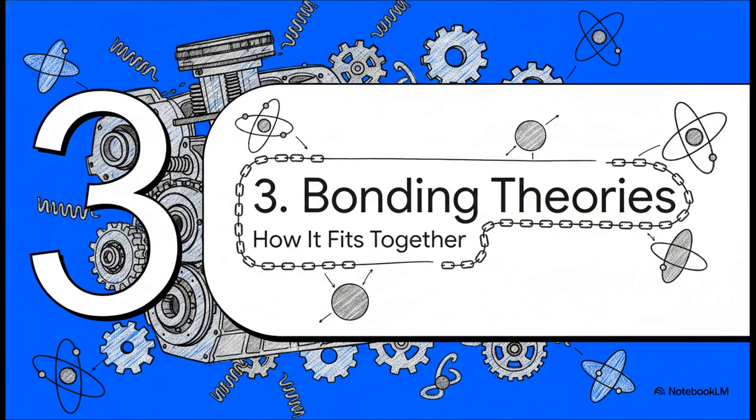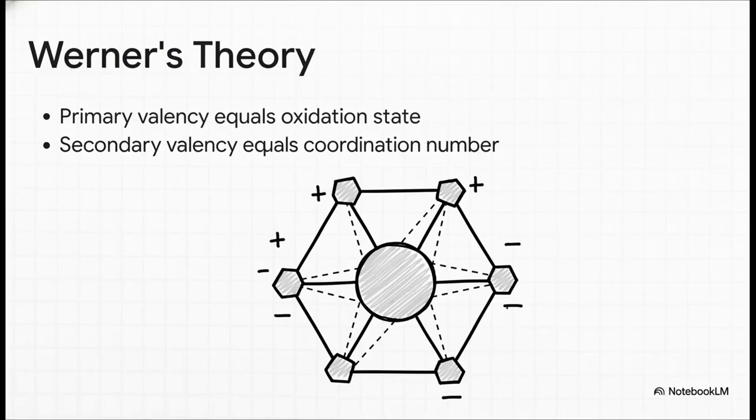Section 3, Theories of Chemical Bonding, how it all fits together. So this all started with Alfred Werner. The guy actually won a Nobel Prize for his work on this exact topic. Werner essentially gave us the foundational lens here by figuring out that the metal actually has 2 types of valency. The primary valency, that's just its oxidation state, but the secondary valency, that is the absolute game changer. That's the coordination number, the number of ligand connections. And Werner realized that these secondary valencies are directional. They literally dictate the definite 3D geometry of the entire complex.